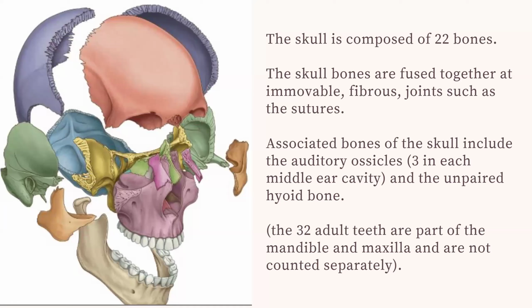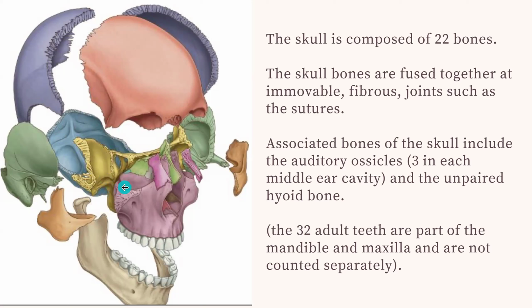Next, the skull is composed of 22 bones. The skull bones are fused together at immovable fibrous joints such as the sutures. Most skull bones are flat bones. Those flat bones are connected to each other by sutures. Those sutures are immovable, considered as fibrous joints.